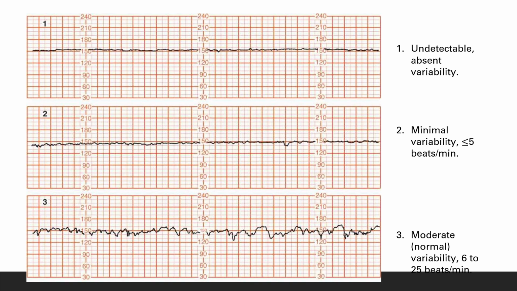Number 3 is the moderate variability. This is actually what we want to see. This is really, really good. Usually it's between 6 to 25 beats per minute. There's that beat to beat variation. This is a very, very healthy baby that's oxygenated. There is no compromise with oxygenation. Central nervous system is intact. This is a baby that's doing really, really well.